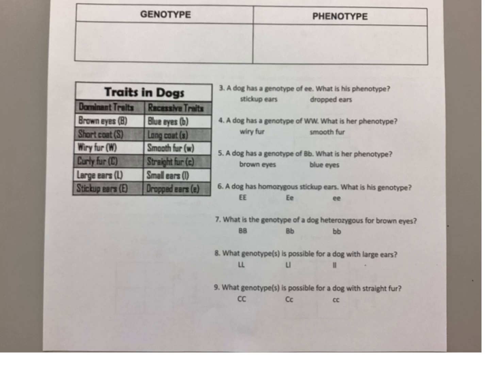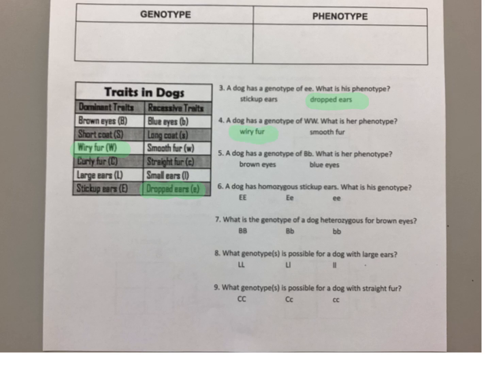Next, we have some traits in dogs. It says a dog has a genotype of lowercase e. What's its phenotype? Well, if it has two lowercase e's, it's going to have dropped ears. A dog has a genotype of capital W. What's the phenotype? Two capital W's would give us wiry fur.